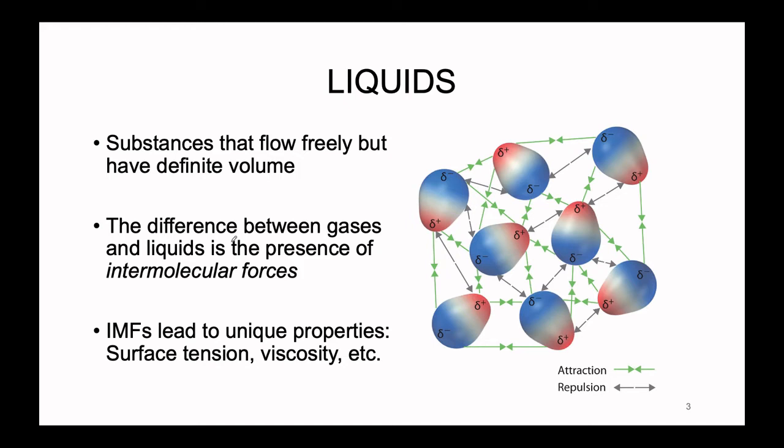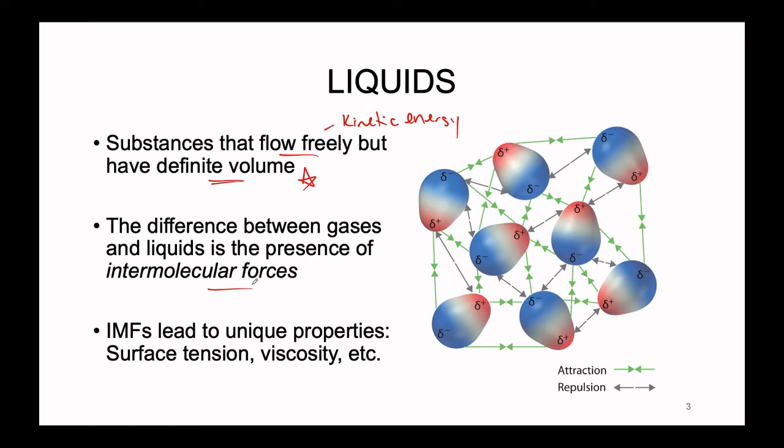By technical definition, liquids are substances that flow freely but still have a definite volume. So this is the big difference between liquids and gases. Both are able to move, both have an active kinetic energy about them. This is how their internal energy is able to manifest, through kinetic energy. However, liquids are more condensed and have definite volumes, due to the presence of intermolecular forces.